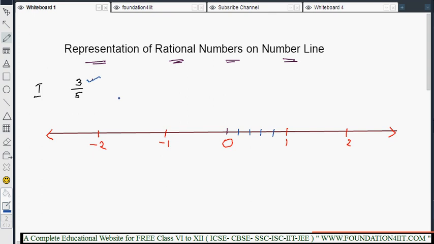So the numerator is 3 now. Because the numerator is 3, you can take the third part. Now 1, 2, 3. Now this is 3 by 5 because it is the third part itself. So just two steps. First prepare the line, then according to the denominator take that many parts, and the numerator's particular part from the 0 is the position on the number line of this rational number, that is 3 by 5.